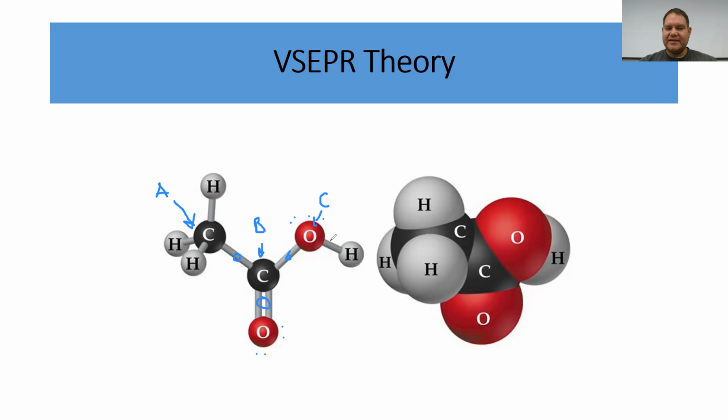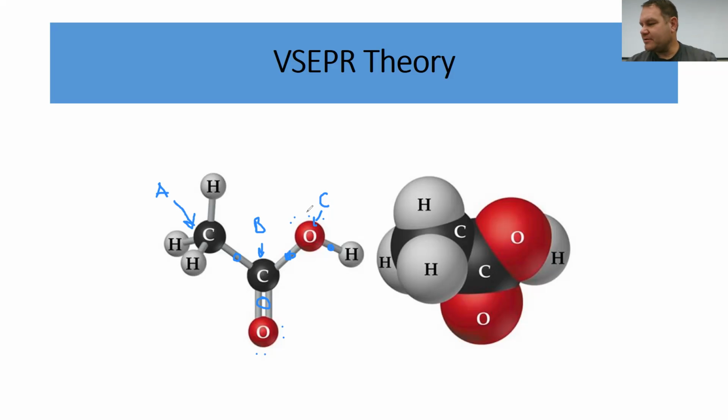Okay, and then finally, C. Well, we have 2 domains that are bonding, right? This and this are 2 domains. And then we have some lone pairs. Okay, and we have 2 lone pairs. So we have 4 domains, but 2 of them are lone pairs. So what shape does that give us? Well, it gives us a bent shape of 105 degree angles. Okay, so we essentially got a bent there.